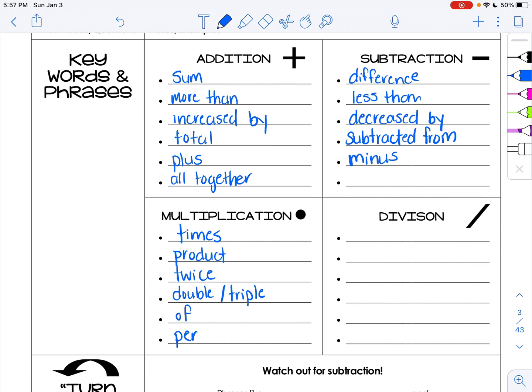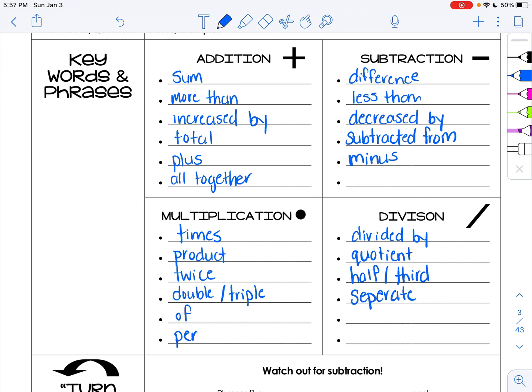And then division has a few. So instead of division, we can use the word or phrase divided by, quotient, half or thirds, and separate. So it's very important to learn all of these synonyms for these operations because you'll want to use them when translating phrases and expressions.